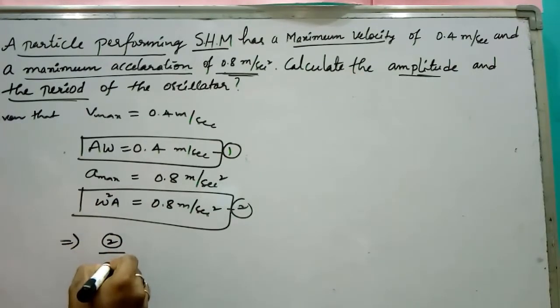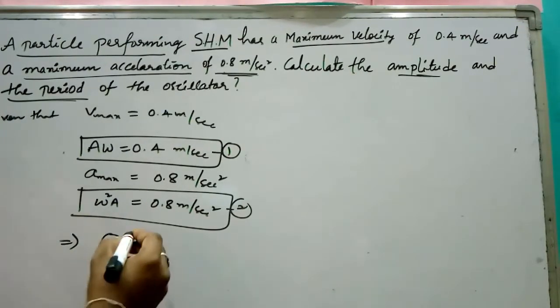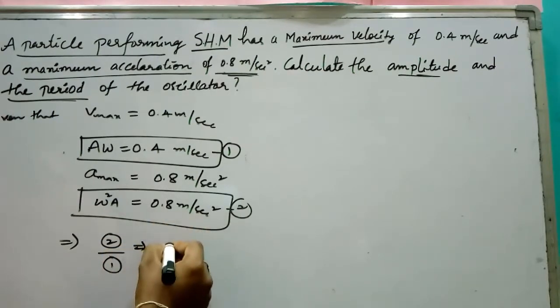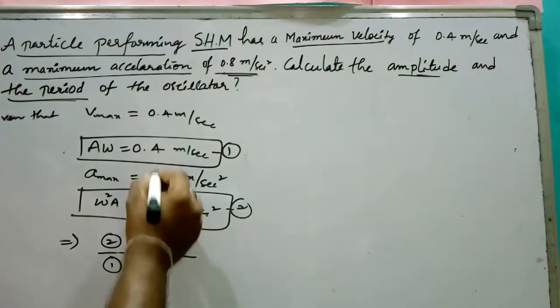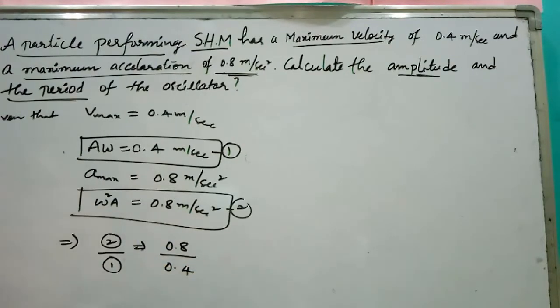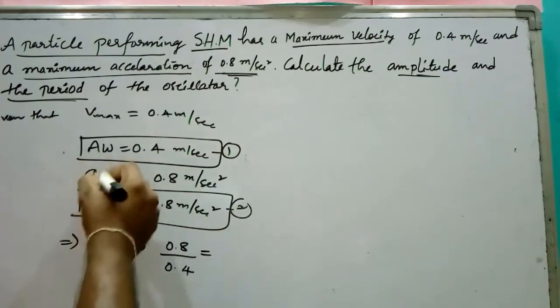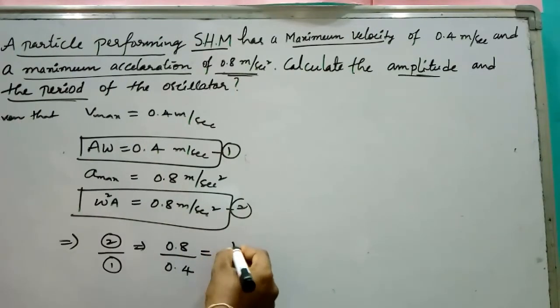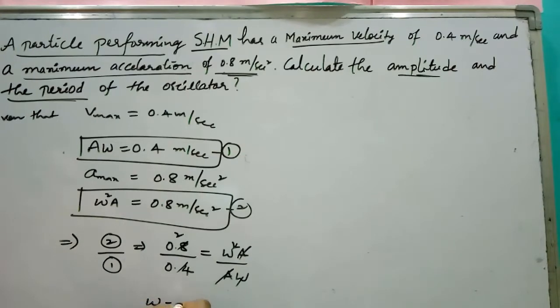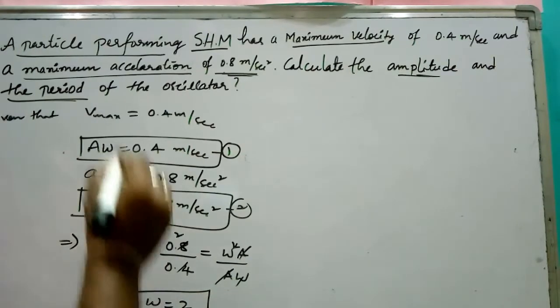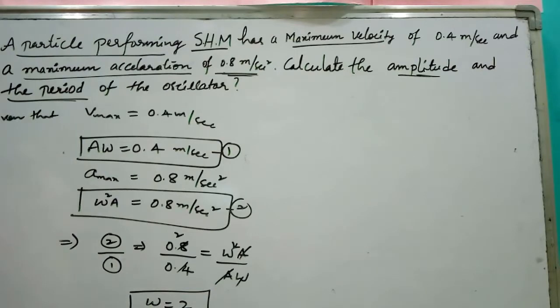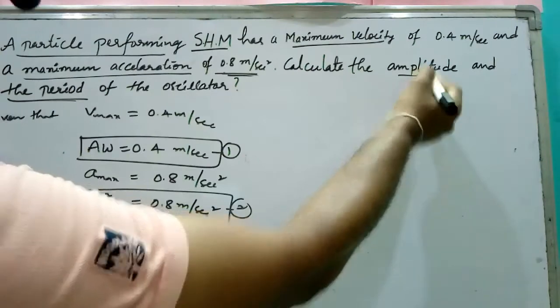Dividing equation 2 by equation 1, we get 0.8 by 0.4 equal to omega square A by A omega. The A cancels and one omega cancels, so 0.8 by 0.4 is 2, and we get omega equal to 2. This angular frequency omega value is 2.